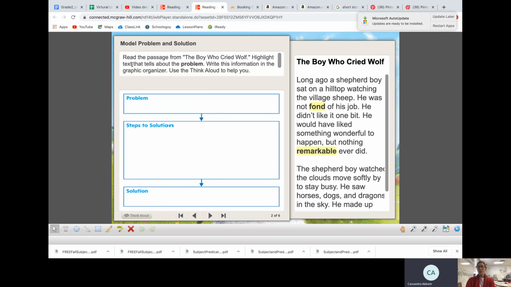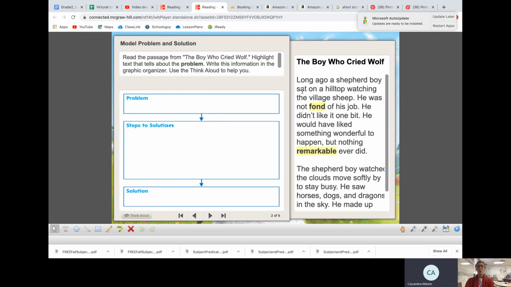The directions say, read the passage from The Boy Who Cried Wolf. Highlight text that tells about the problem. Write this information in the graphic organizer. Use the Think Aloud to help you. So first, you're just going to put whatever you're writing with down, and just listen right now. The first thing we need to do is reread the passage.